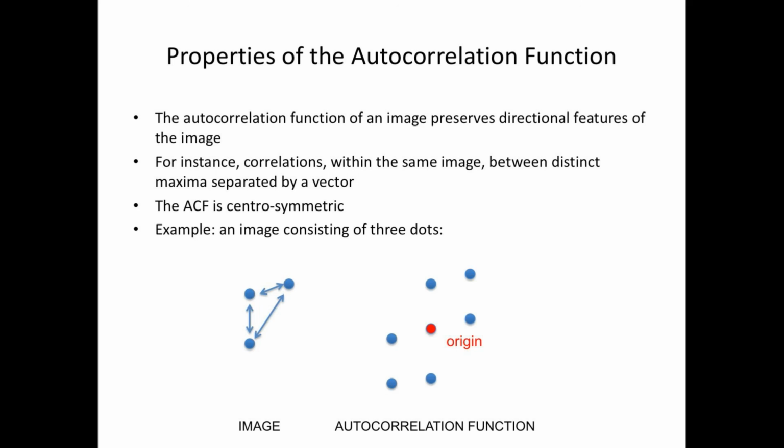What it tells you is the autocorrelation function is centrosymmetric, so you know where the origin is, and it has certain features of the object. These directional features are retained here.